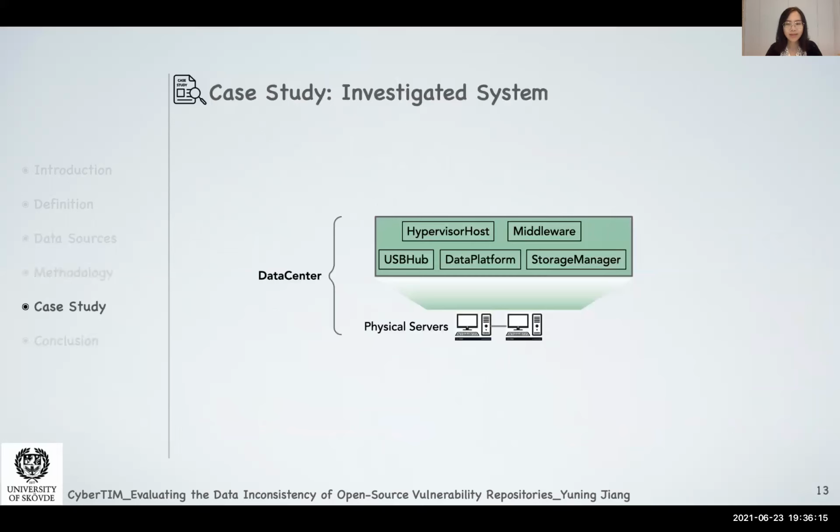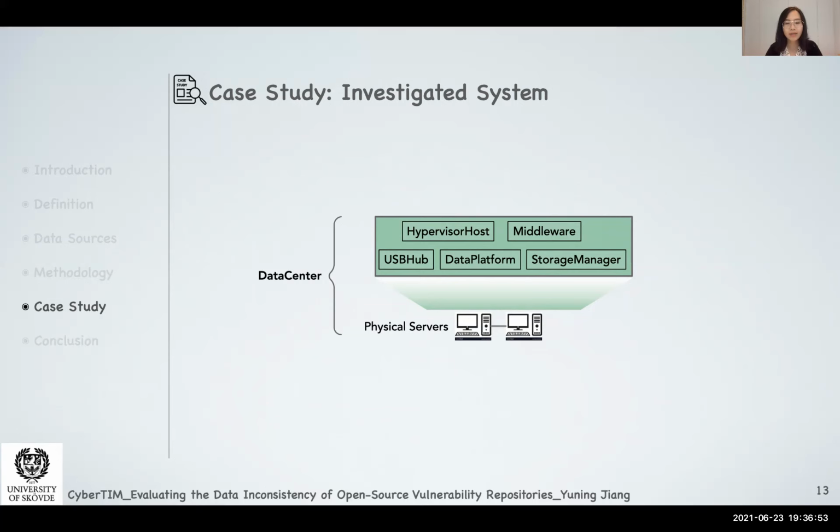We conducted a case study on vulnerability analysis of the IT and OT systems of a company in Sweden. The investigated IT system is composed of a data center, an application layer, and a network layer. In the data center, hardware components like physical servers integrate with operating system and manage PC storage. For example, a hypervisor host deploys and serves virtual systems, which provides an abstraction layer for virtualization.